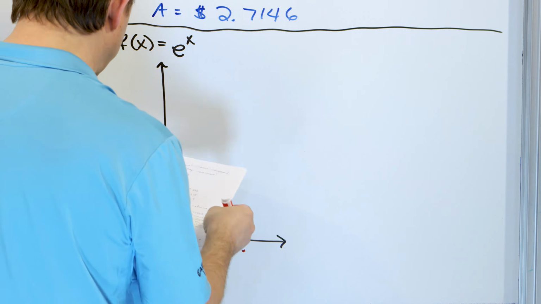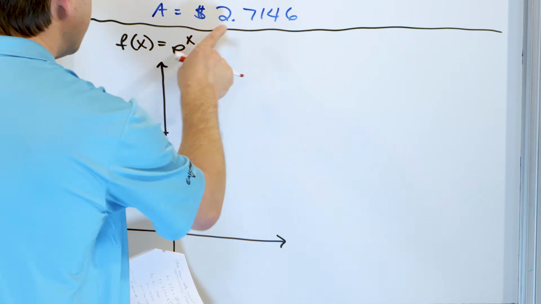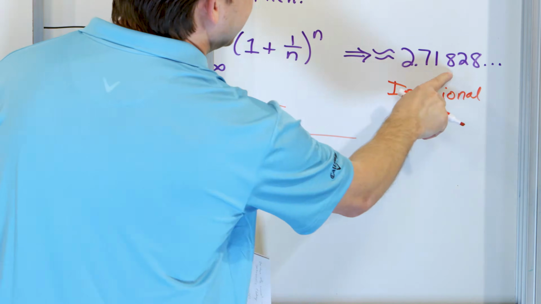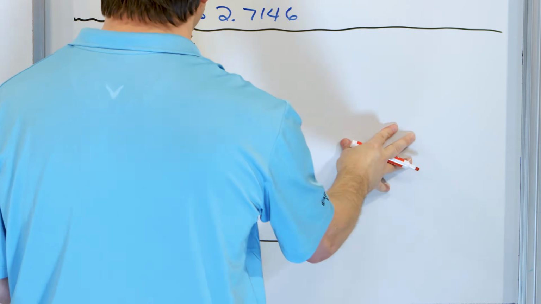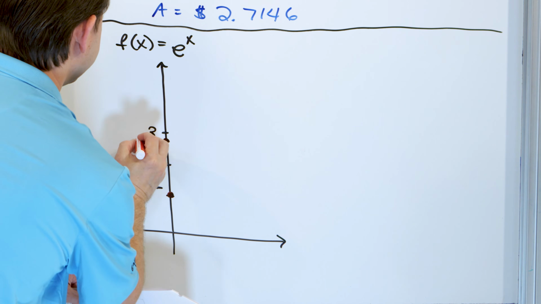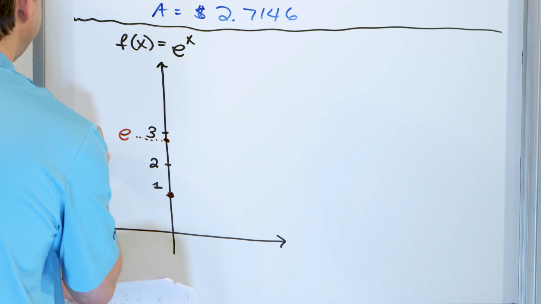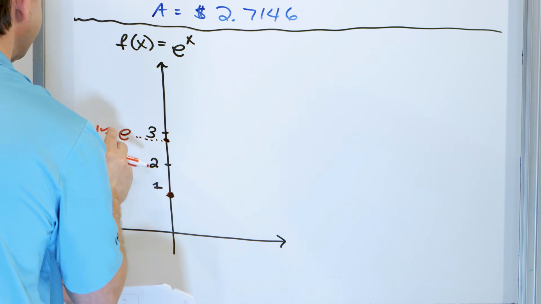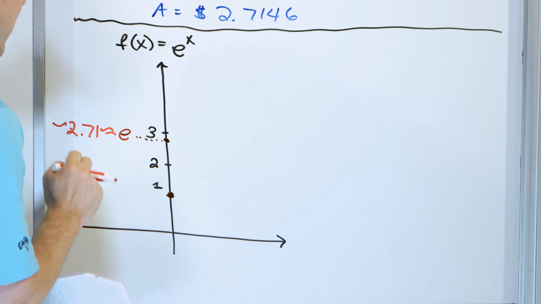And we also know that the number e is actually 2.71828, so it's about 2.7. So this number is somewhere right around here. This right here is where the number e is. 2.71 is roughly equal to e. It's somewhere right around there.